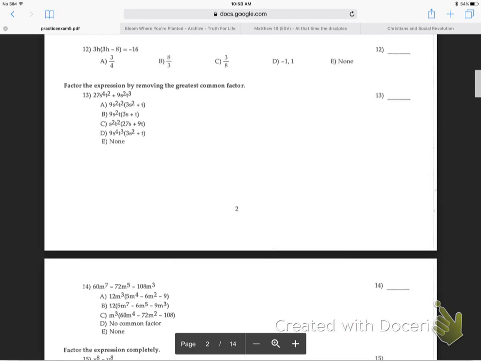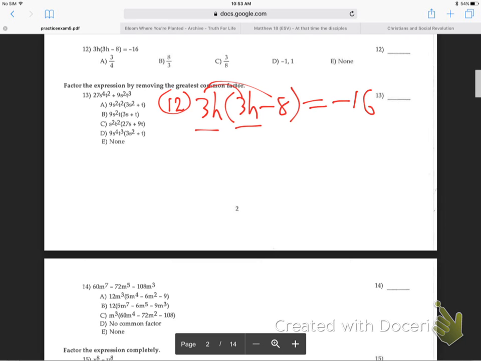Okay, number 12. Bring it down here. 12, it's (3h − 8)² = −16. Well, basically, I want to distribute this right now because I don't have a 0 yet. So multiply that. 3h times 3h is 9h squared, right? The 1 powers add. Minus 24h, and it's minus 16.